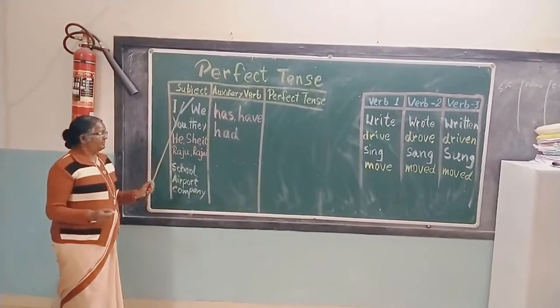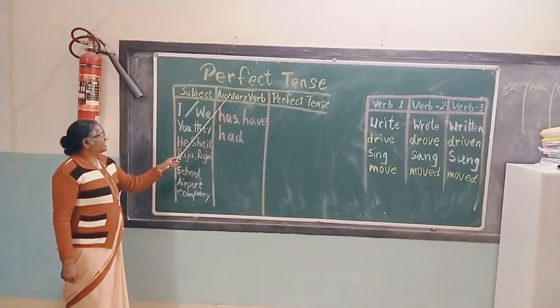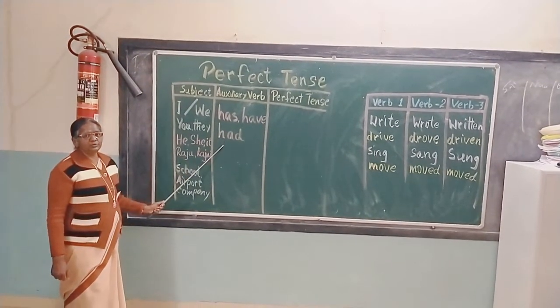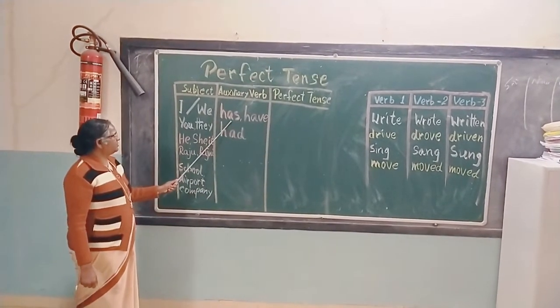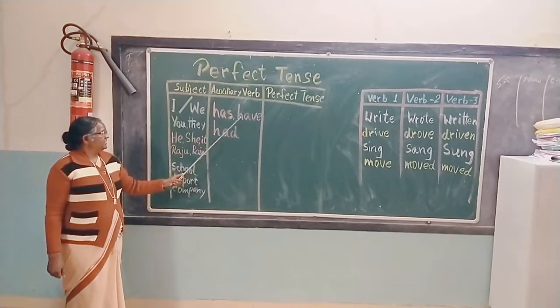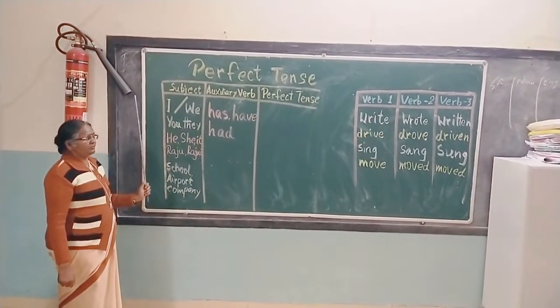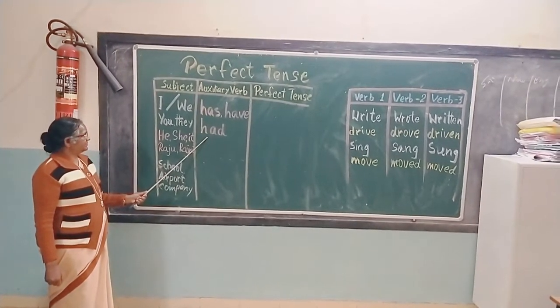Very important matter, students, that you need to remember is this: the auxiliary verbs. How do you use this auxiliary verb? In the present tense form, we use has and have. In the past tense form, we use the word had in the auxiliary verb.